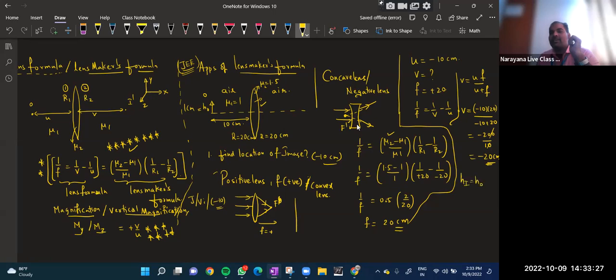Height of the image is height of the object into V by U. Height of the object how much? I gave 1 centimeter. Image distance put minus 20. Object distance how much? Minus 10. So plus 2 centimeter. Image distance on the negative side means the image is virtual or not? Srinidhi, look carefully. The important points. Image distance negative side means what? It is virtual. And height of the image plus means above the principal axis, means erect only. Magnified, no? Because object height is 1 centimeter but image height is 2 centimeter. Double magnified, 2 times magnified. Understood?